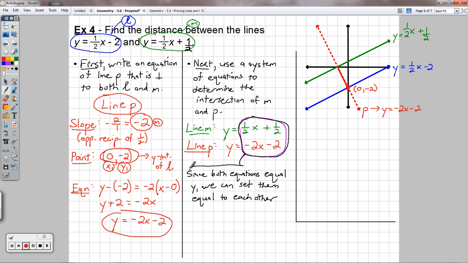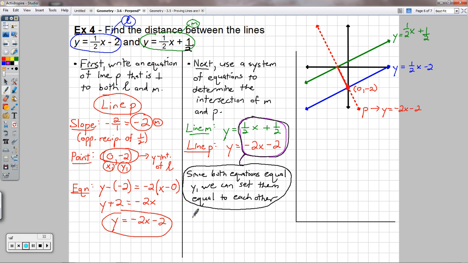And again, that is substitution. So I'm substituting -2x minus 2, since it equals y, in place of y right up there. So I would have this equation to go from there. So now I'll use purple. I'll bring the purple back.